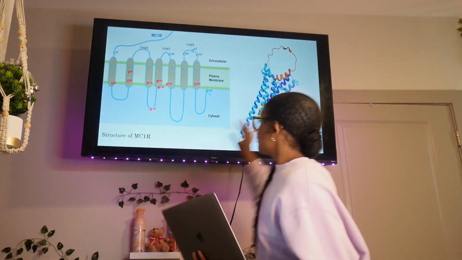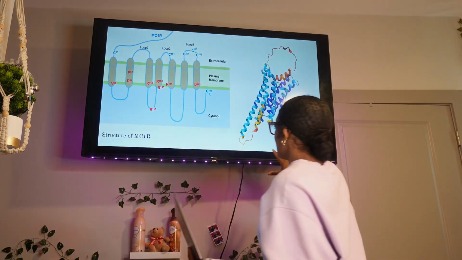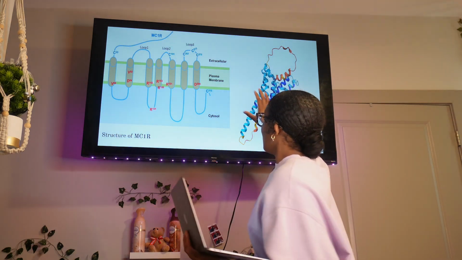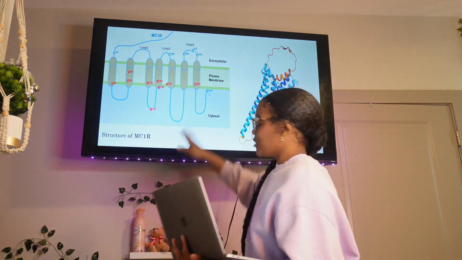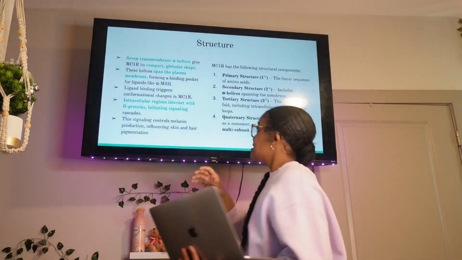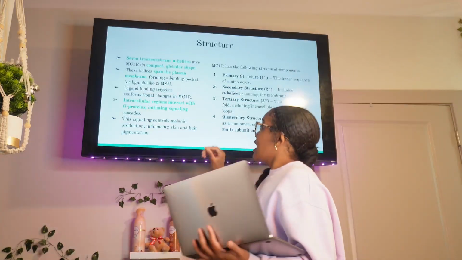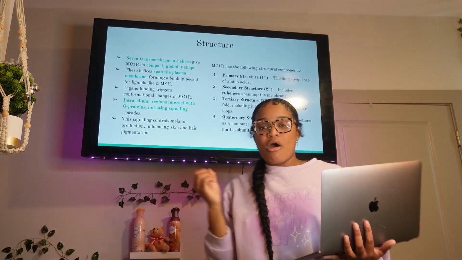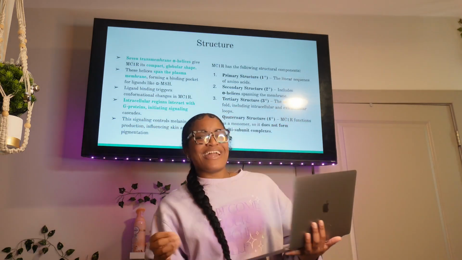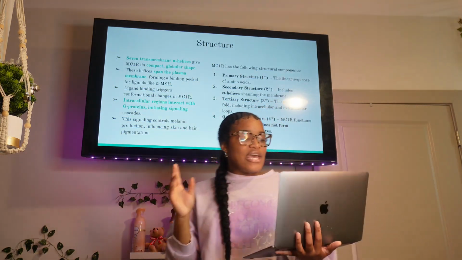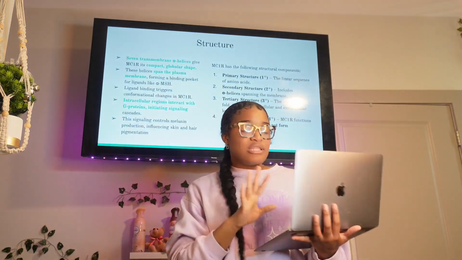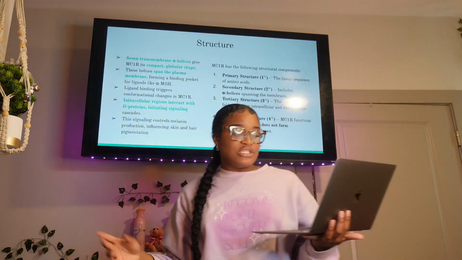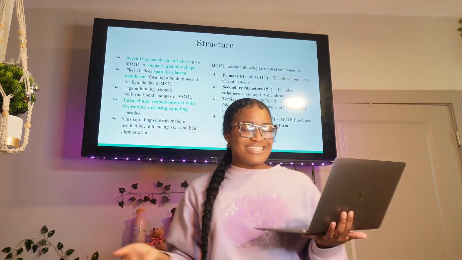So here I have the structure of MC1R. We have this 3D form, how it looks when it's bundled up, and this is a basic breakdown of the structure. Basically, MC1R has 7 transmembrane alpha helices, which makes the compact globular shape that I showed on the right side. And these helices span the entire plasma membrane, and intracellular regions interact with the G proteins, which initiate the signaling.